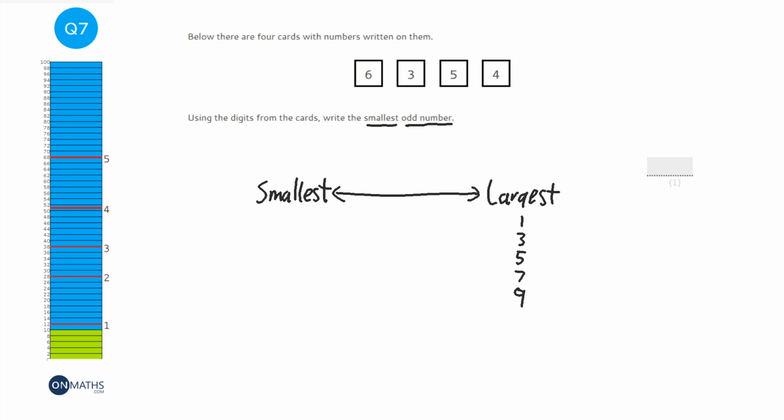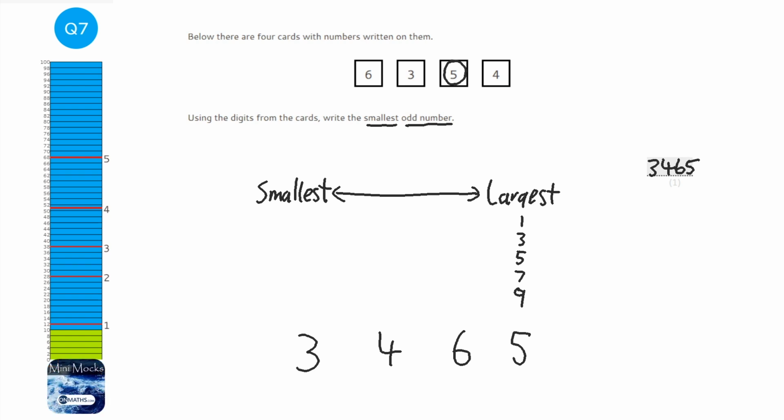Okay, so looking at the largest numbers, the largest number is 6, so we want to end on a 6. However, 6 is an even number, therefore if we end on a 6, it will be an even number. So we've got to look at the largest odd number, which is the 5. So the 5 is going to go here to make the number odd. Then we need to use up that 6 next, and then the next largest number is the 4, and then 3. So my answer is 3,465.